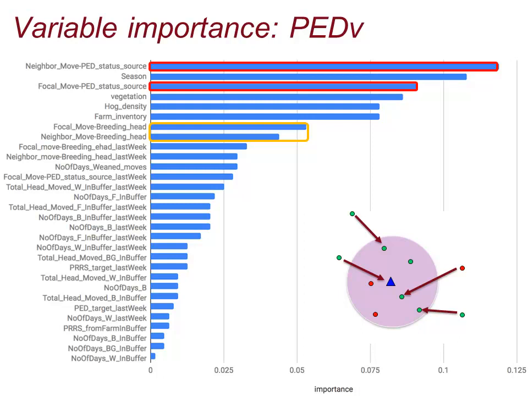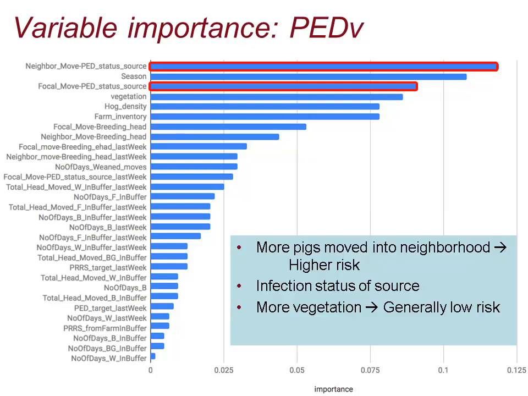And you'll see other things that we've included here. Season, we kind of expect that, so that's in there. This is just overall hog density. We have some other environmental variables like vegetation that come up as important, which matches some work actually by Andrea that we know that aspects of the landscape are quite important. So overall, more pigs moving into the neighborhood is important for higher risk. And the infection status of the sources of those movements is very important. And then we do find an aspect of vegetation and other landscape factors that are important.